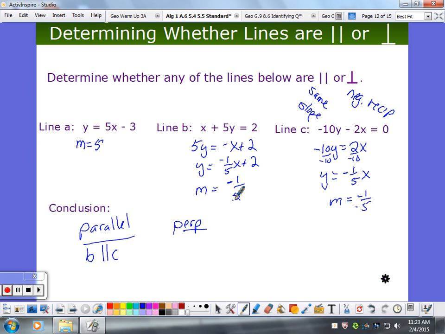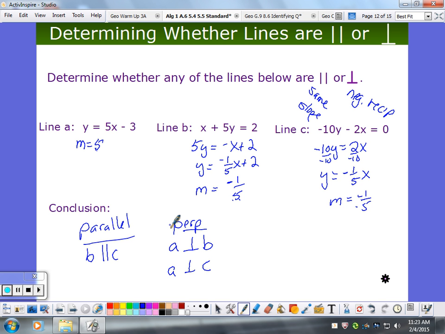A and B. 5, the negative reciprocal of 5 is negative 1/5. Okay, so I write A perpendicular to B. I use this little upside down T. And to C, so A perpendicular to C. Make sense? Yeah? Who's got a question?